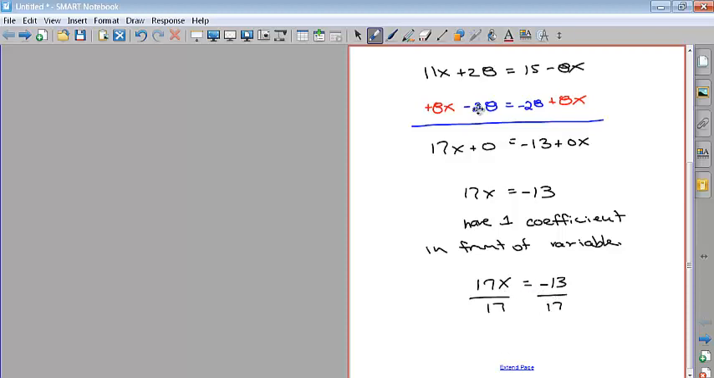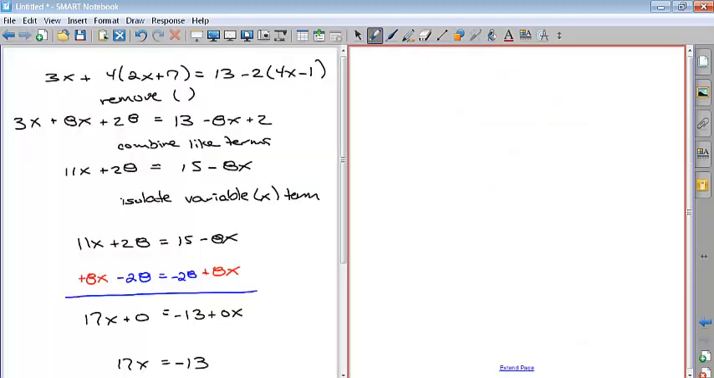Here we added the same things to both sides. Here we're dividing by the same thing. And what happens is by dividing by this number, you get 17 over 17, which is 1, which I can just leave off. It's assumed to be there, is negative 13 seventeenths. And more than likely, this will be a fraction. I'm not going to go to any effort to try to make it a whole number.